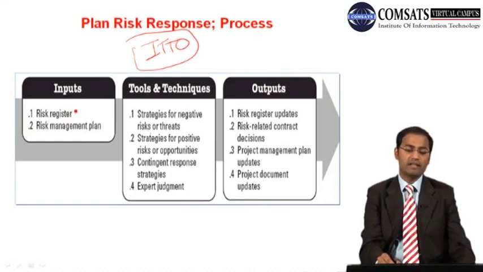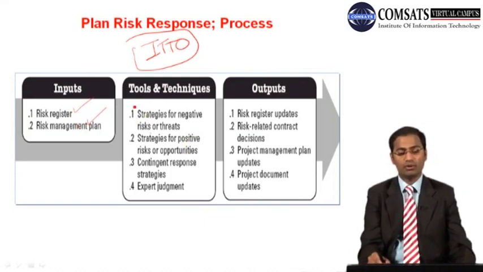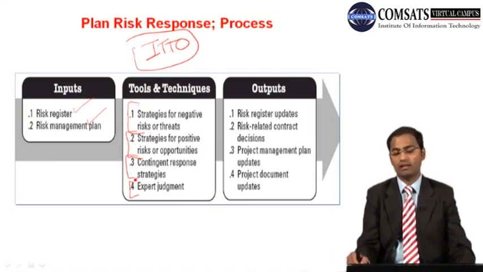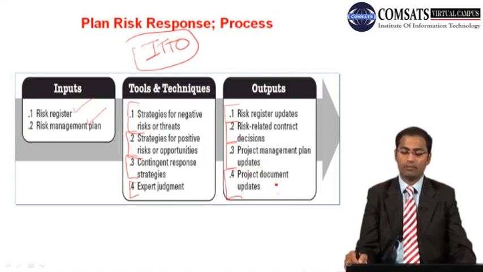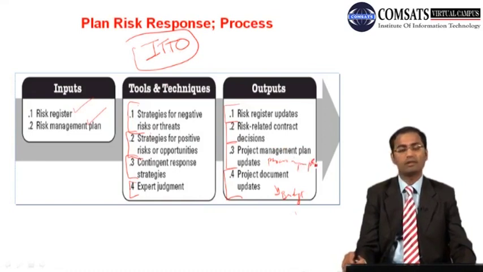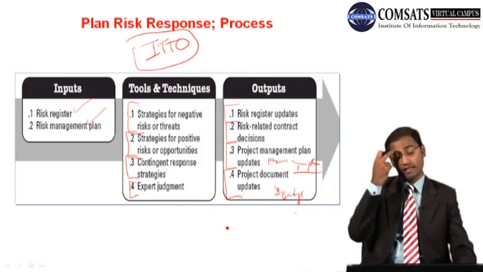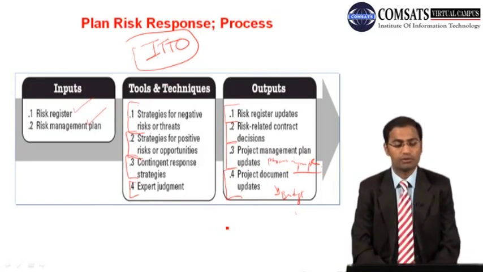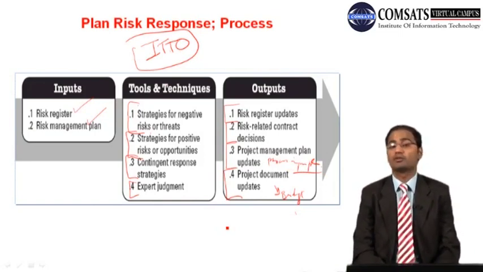So first input is risk register. The second one is risk management plan. And what tools and techniques you are going to use: strategies for negative risk or threats, strategies for positive risk or opportunities, contingent response strategies, and expert judgment. And what you get out of it is risk register updates, risk related contract decisions, project management plan updates and project document updates. Like through that you may update budget or something. Project management plan updates mean, let's say, the process improvement plan has been updated, or the communication plan, or the scope management plan has been updated. So these are a few tools and techniques, outputs and inputs as far as the plan risk response process is concerned.